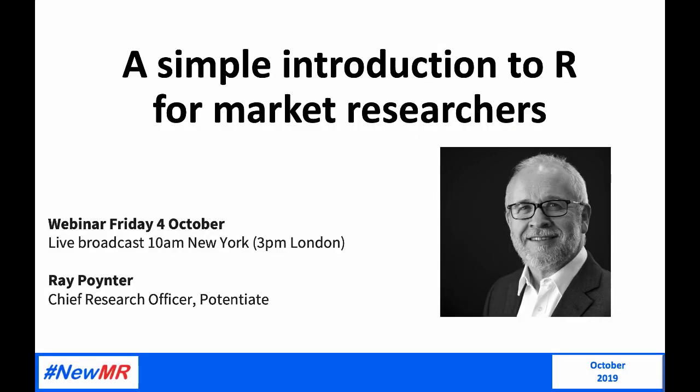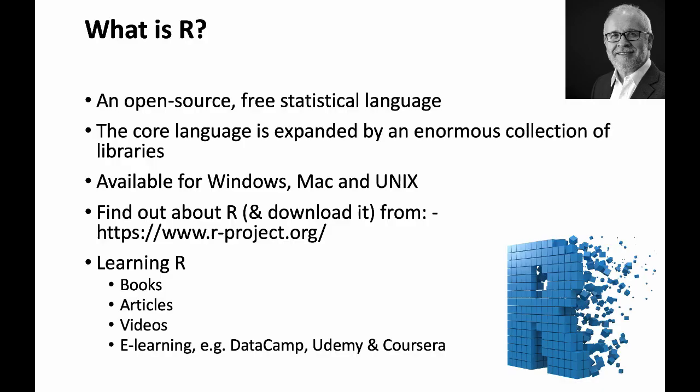A simple introduction to R for market researchers. First of all, what is R? Well, it's an open source, free statistical language. It's only used for statistics and for charting and things like that. The core language is there, but it's been expanded with a really super large, enormous collection of libraries which make it really useful. It's available for Windows, for Mac and for Unix. You can find out about R and you can download it from this link on the page here.